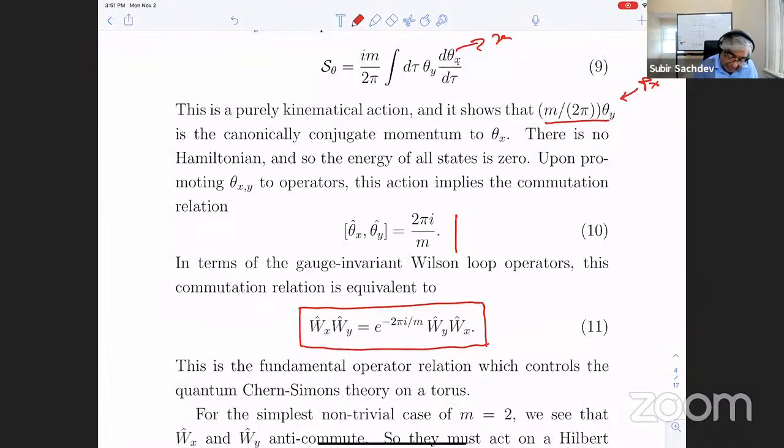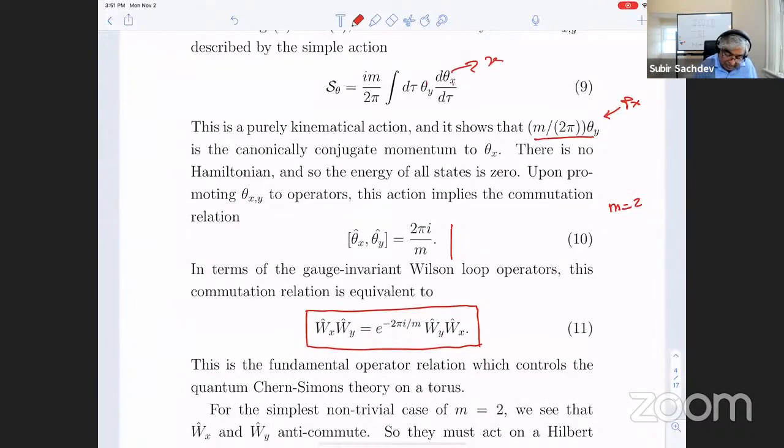So, let's look at an example. The simplest example would be m equals 2. Then this will just become minus 1, and you have the relation that Wx Wy is minus Wy Wx. Well, that's a problem I can solve. That just tells me these are Pauli matrices, sigma x and sigma y, which anti-commute. So that tells me that I have to have at least two states. In the simplest case, and it's assumed we're in the simplest case in this whole discussion, I have to have two states, and Wx and Wy are the Pauli matrices x and y that act on these two states.